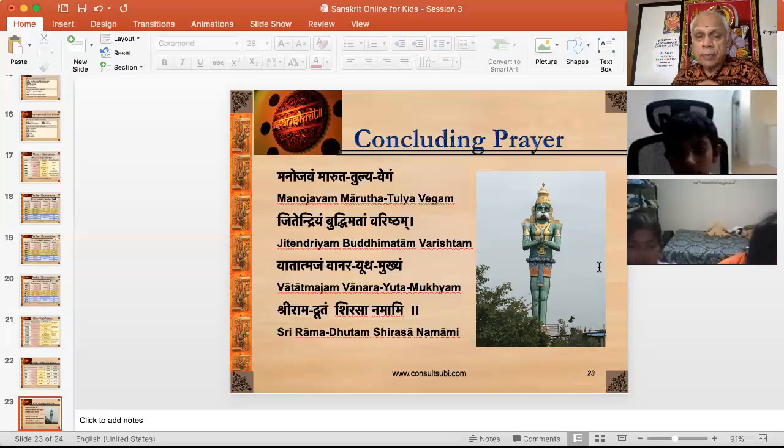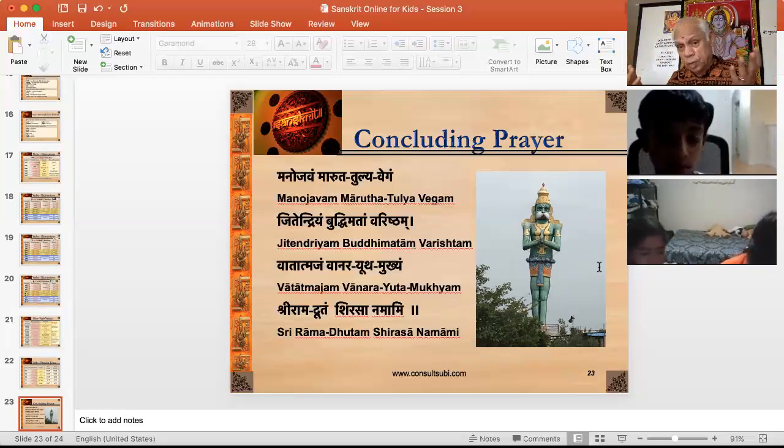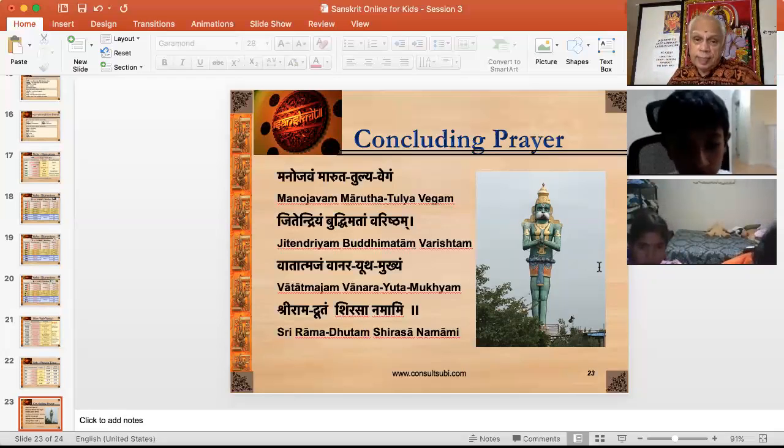If you say somebody is very smart, what are the comparative and superlative degrees? Smart, smarter, and smartest. Correct? Smart, smarter, smartest. Happy, happier, happiest. Happiest is superlative. So here, Buddhimadam Varishtam means superlative: the most intelligent. Not just intelligent, not more intelligent, but most intelligent. Jitendriyam Buddhimadam Varishtam, most intelligent. It's a superlative. There's nobody who is more intelligent than him. A person who has that much intelligence.